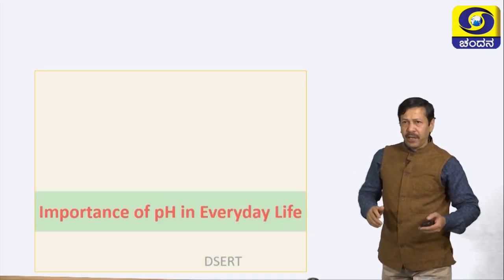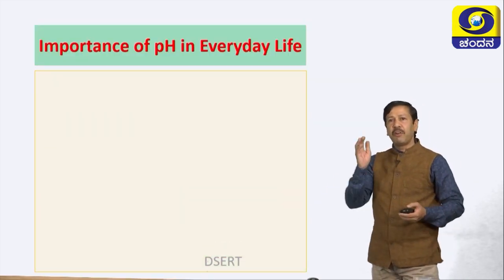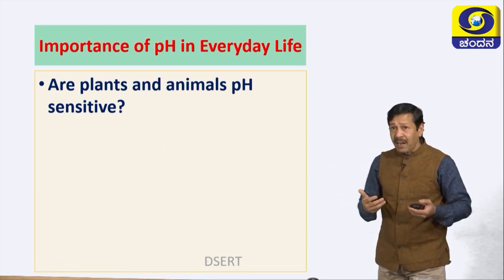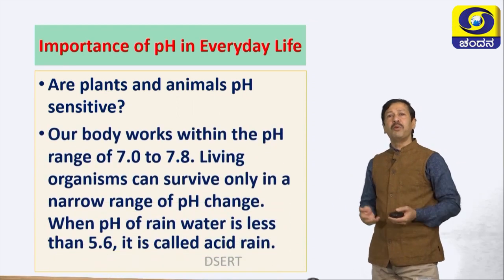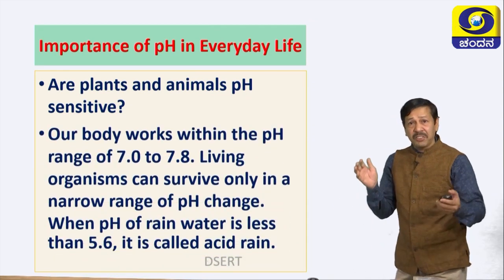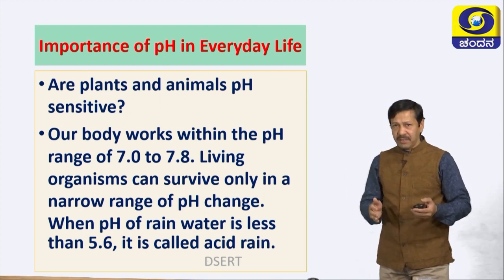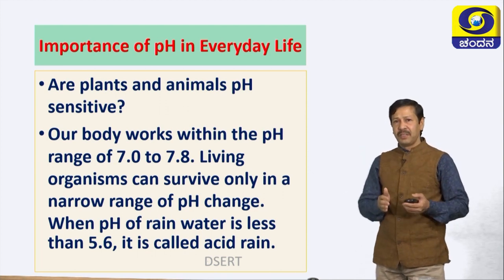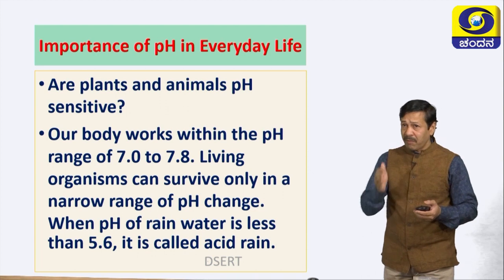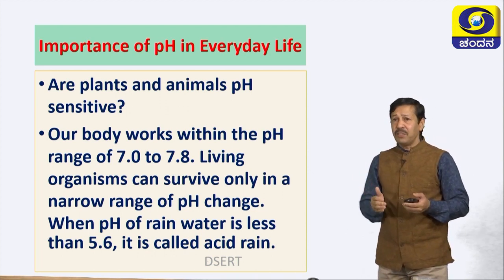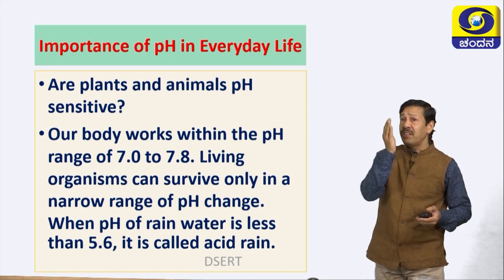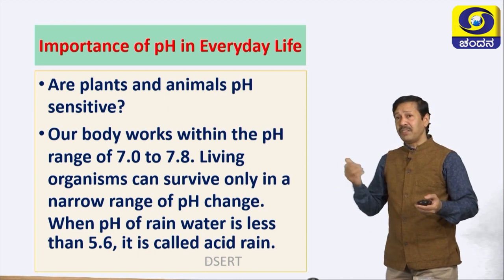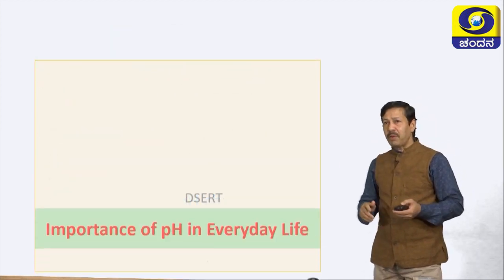Now, let us move on to the next point, that is the importance of pH in our daily life. Are plants pH sensitive, or are we pH sensitive? Yes, of course. Our body works within the pH range of 7 to 7.8. Living organisms can survive only in this narrow range of pH. When the pH of the rain becomes 5.6 or less, you call that acid rain, which is very destructive. It destroys aquatic life, also monuments and many things. So, pH is very important.